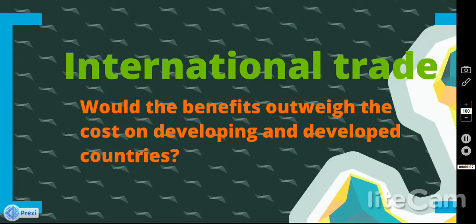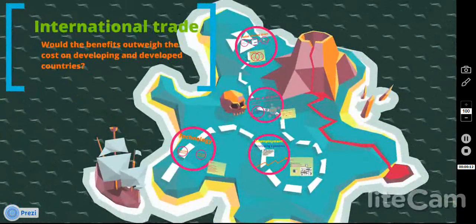Today, we will talk about international trade: whether the benefits outweigh the costs for developing and developed countries. Let's start our presentation. This is the map of international trade. The map will be divided into 4 parts.